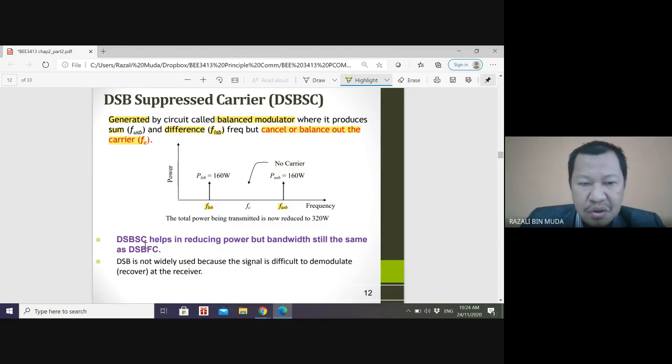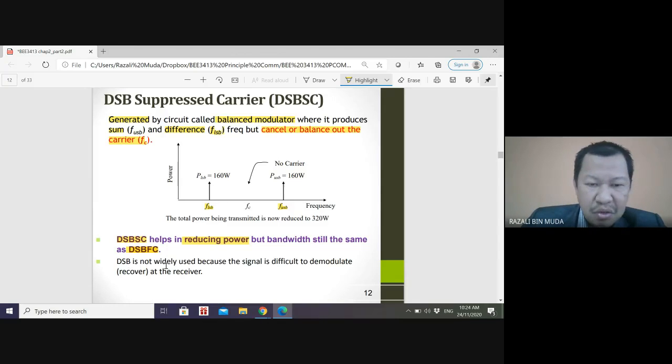Okay, so comparing to full carrier, if we compare double sideband suppressed carrier to double sideband full carrier, with or without the carrier, the transmission power is reduced, meaning that we can save the power where the carrier brings the power. But the bandwidth is still the same compared to the full carrier.